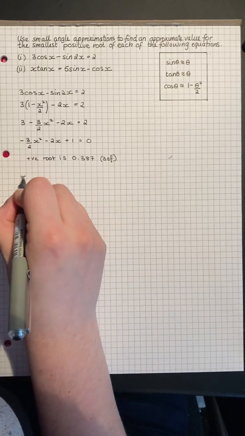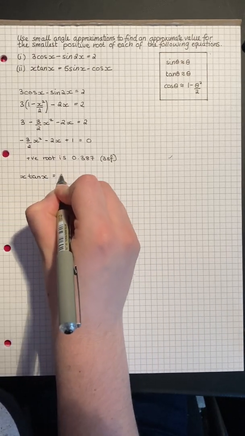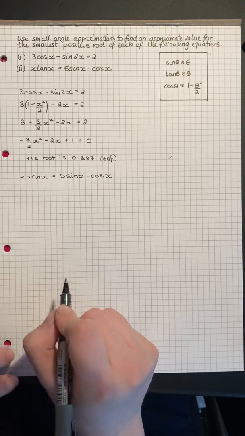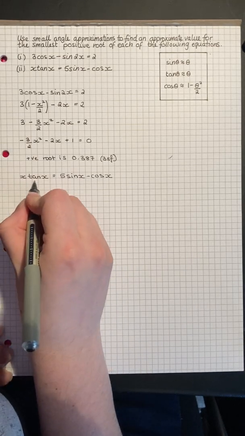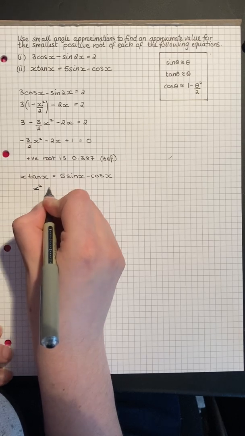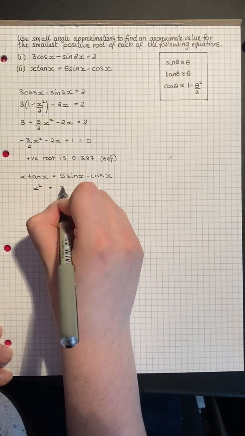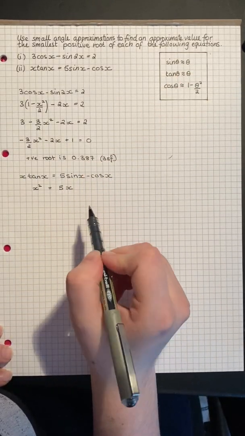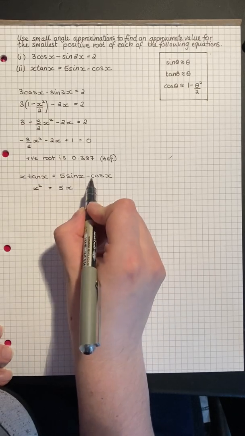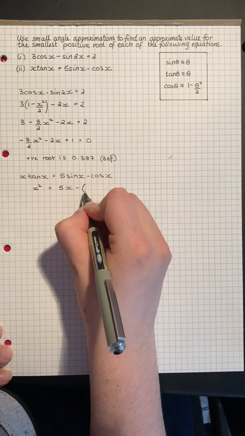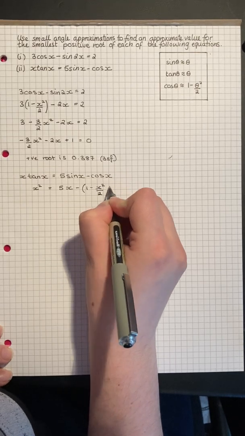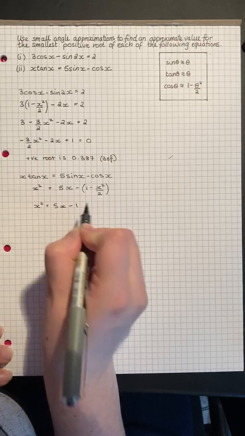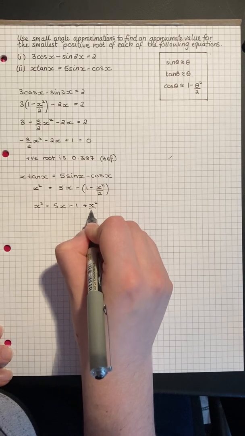So I've got x tan x equals 5 sine x minus cos x, and using the small angle approximations, that will end up being x times x, so x squared, and that will end up being 5 sine x is approximately x, then minus cos x, we're going to have minus (1 minus x squared over 2), then expanding this out, x squared equals 5x minus 1 plus x squared over 2.